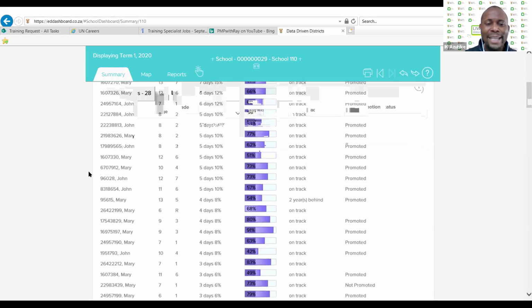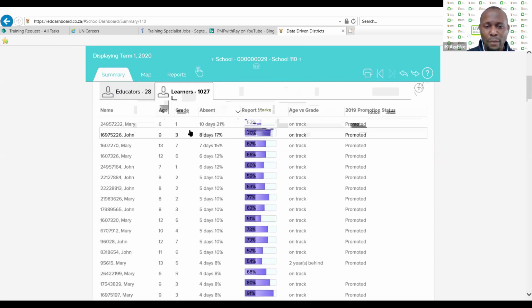Now we are looking at the days absent. Once you click here, it sorts from the lowest to the highest. Once you click here again, it sorts from the highest to the lowest. All this information that we have here needs to be collated. You see the number of days, 10 days, 8 days, 7 days, and the percentage of the days is also put down here. So you see the different days. All these days, the information needs to be collated to the principal.